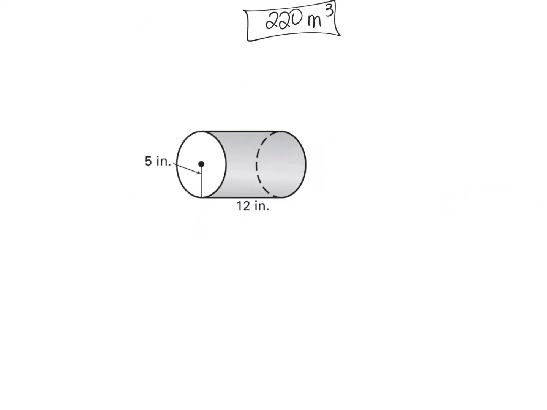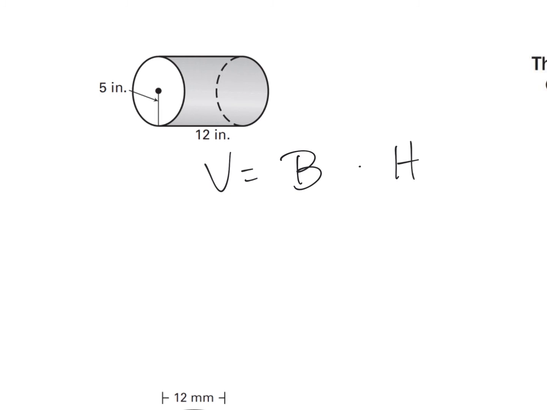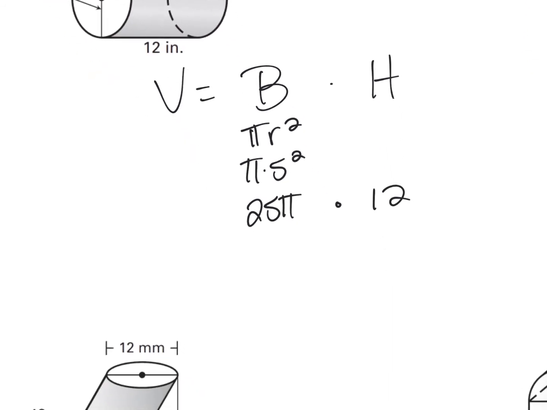Fun. Okay, let's do another cylinder. So we've got volume equals base times height. What is the base of a cylinder? Still a circle. Pi r squared. So I've got pi times my r, which is 5, squared. That gives me 25 pi. The height of my cylinder is 12. Multiply that out and you get 300 pi.